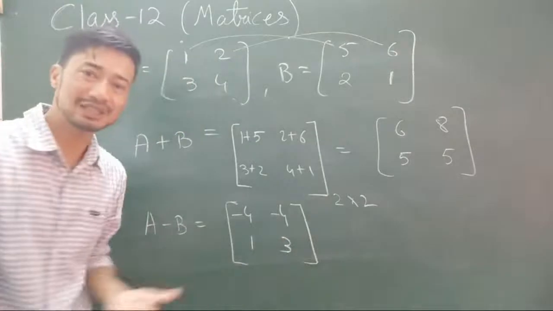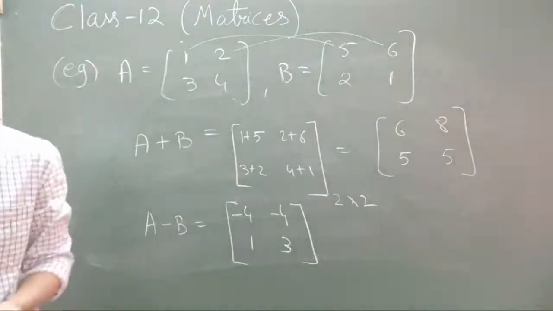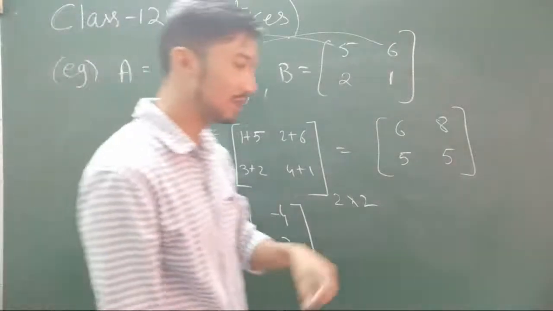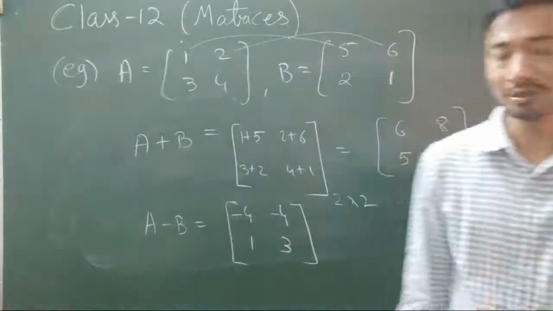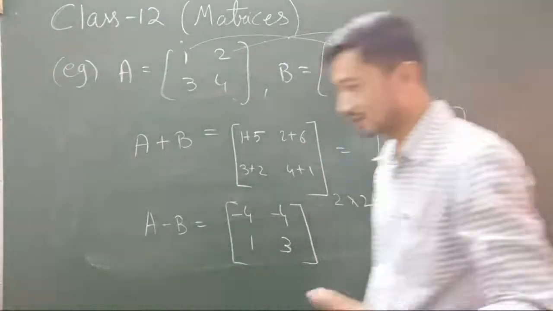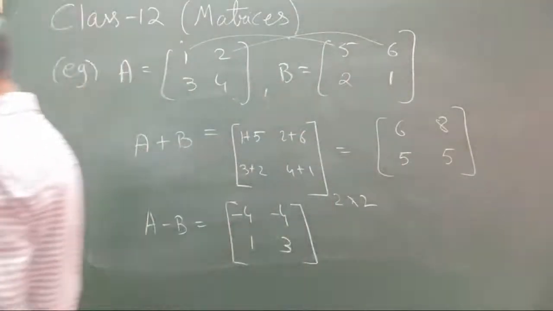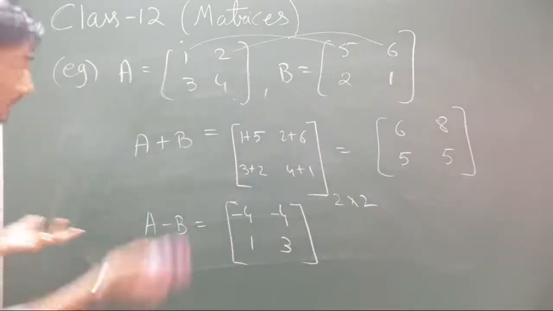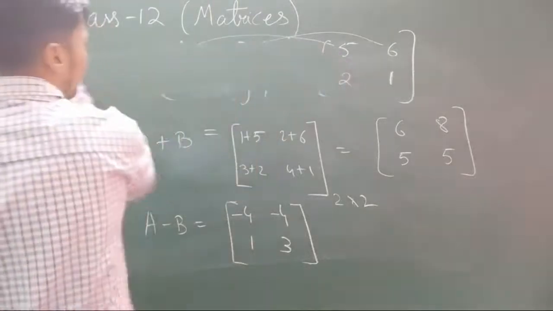So that's basically the simplest stuff, no? Addition and subtraction. Yeah, definition wise, theory wise, there are many properties and all. We will be doing all those properties also. Alright, so basically that's what we have with addition and subtraction of matrices.